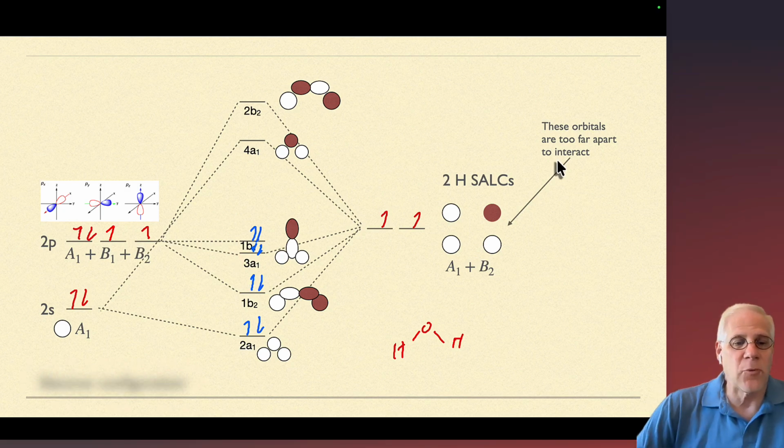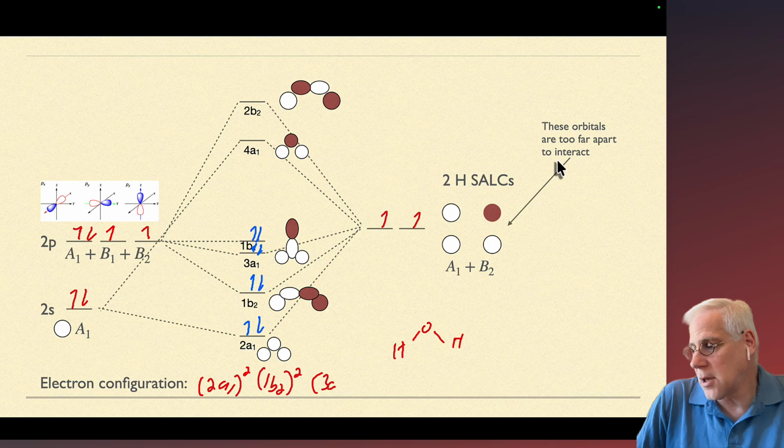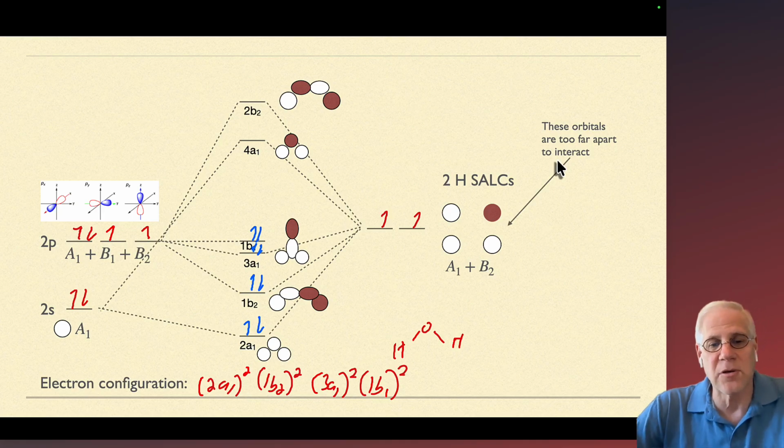oxygen. If we were to fill out an electron configuration, we would say 2a1 squared, 1b2 squared, 3a1 squared, and 1b1 squared. And that's how we would write that electron configuration.